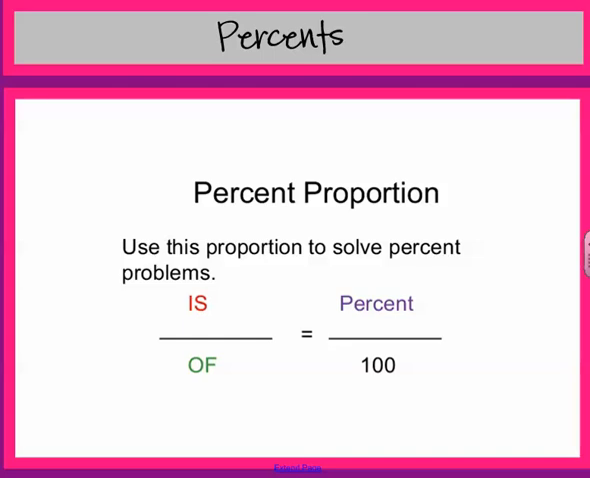Is will indicate what number represents the part of our whole. Of will indicate what number is the whole, and then of course we know percent compares to 100. So please make sure you write this down as you see it and refer to it as we're going through the examples today.